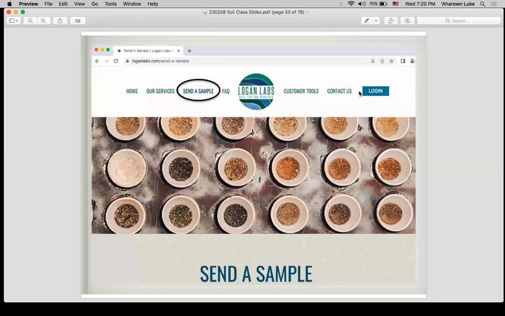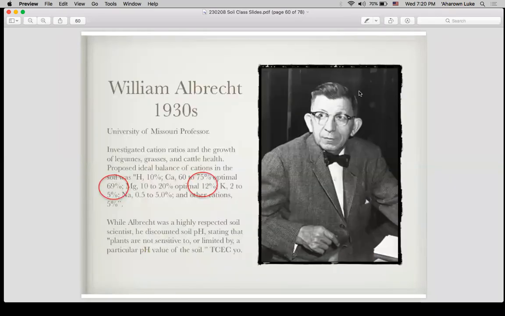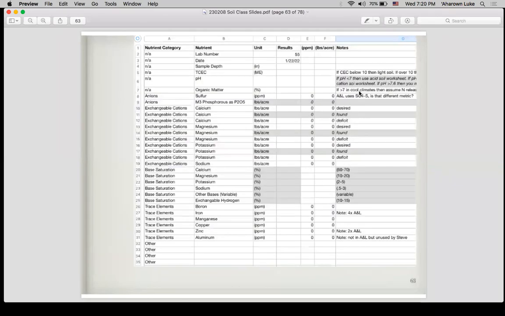All right, so back down to inputting from the Logan Labs. So they have base saturation. Now these trace elements, Steve doesn't like the term trace, because if you don't have these, your produce is not going to taste good, and you're going to have deficiencies. So these are important, but you need them in much smaller quantities.